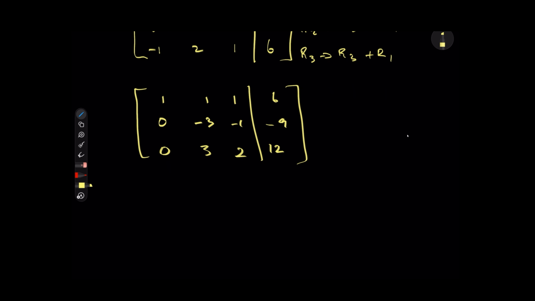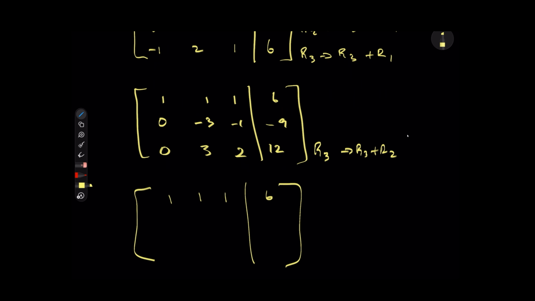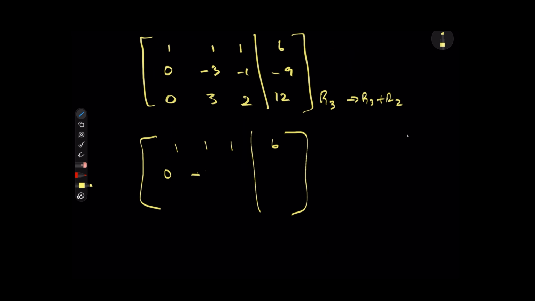Okay, so now I need to get a 0 here. So I'm going to take row 3 and add it to row 2. Row 3 is row 3 plus row 2. So 1, 1, 1, 6. I have 0, negative 3, negative 1, negative 9. Then 0, 3 minus 3, that's 0. I have 2 minus 1, that's 1. And I have 12 minus 9, that's 3.